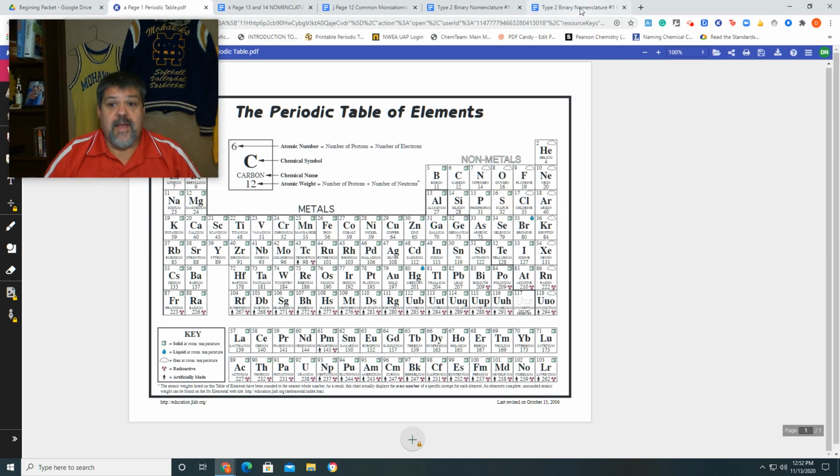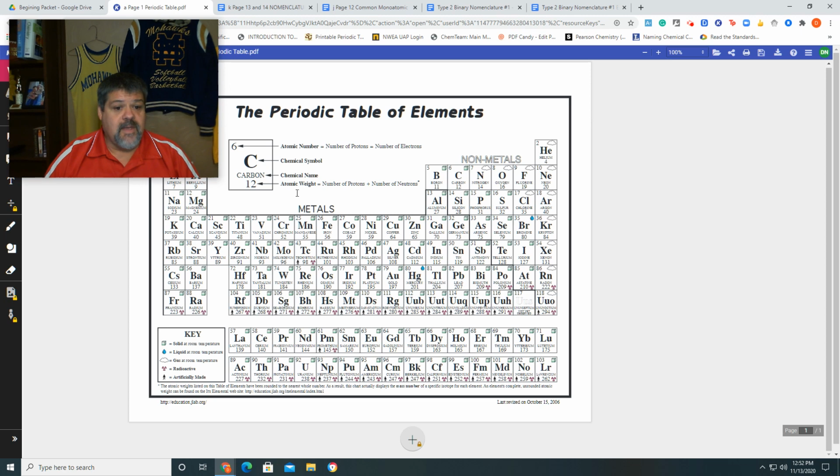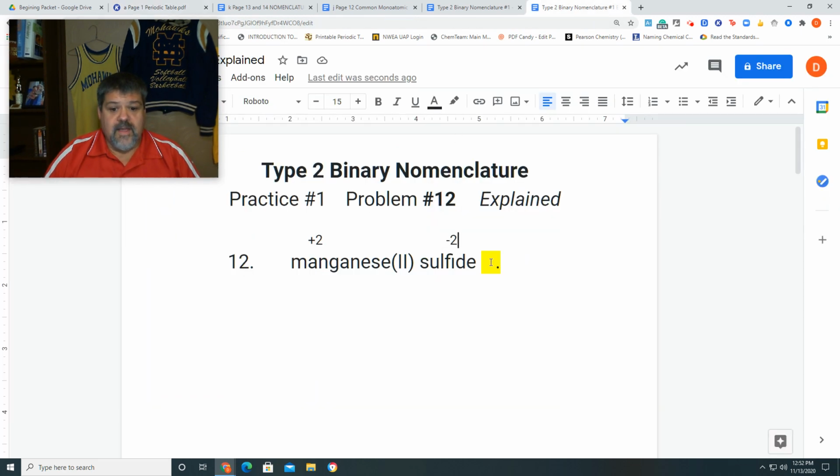Okay, so if we go back to our problem, we know that this one is going to be a negative 2. So if I have a plus 2 and a negative 2, they cancel each other out, so they end up having only one of each. So we look for the symbol for manganese, so let's find manganese. There it is. Manganese, it's Mn. So we go back in here, we're going to put Mn. And then for sulfur or sulfide, we're going to put S.